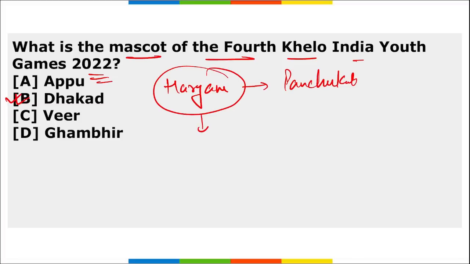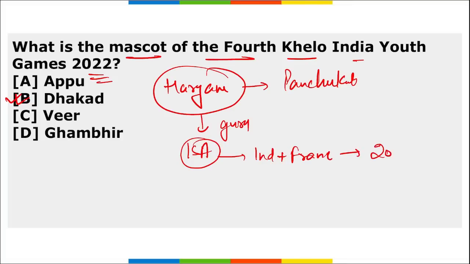If we are talking about Haryana, remember, the headquarters of the International Solar Alliance is in Gurugram, Haryana. It is a joint venture between India and France that was started in 2015.